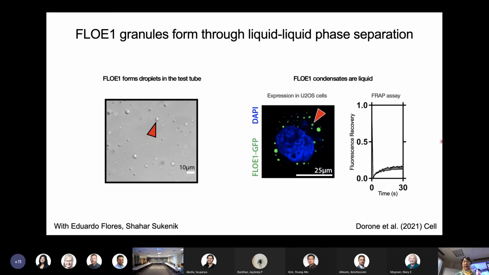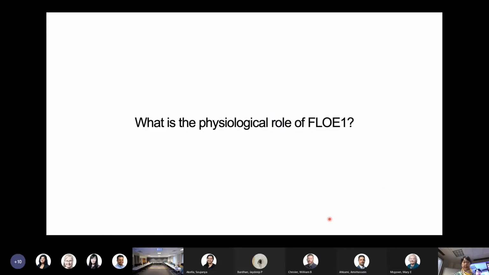And then we did these FRAP assays to see how fast the proteins are moving around inside the granules, whether they could recover after bleaching them. And we could see that they recover fairly well. So they behave like liquid droplets. And then we asked, what is the physiological role of this protein? And in particular, what is the physiological role of this granule formation?